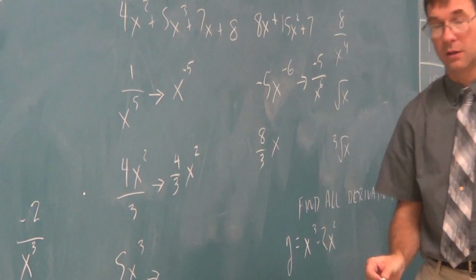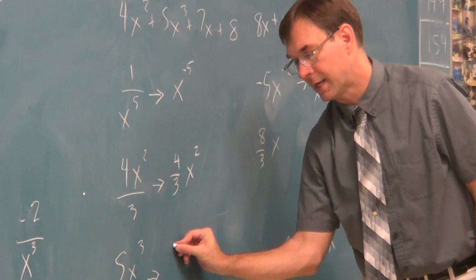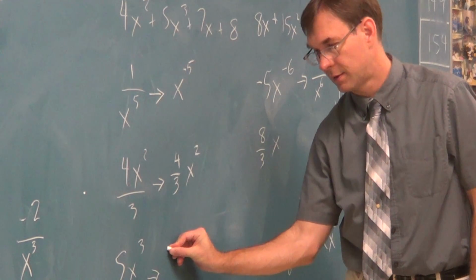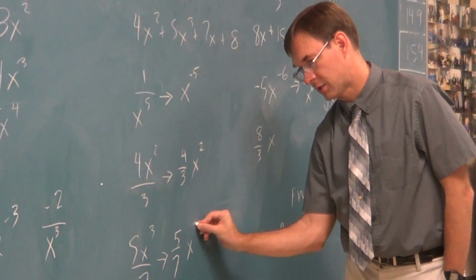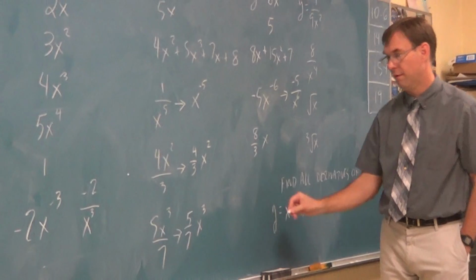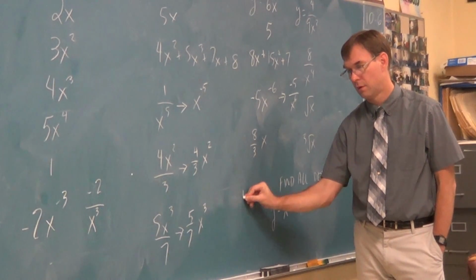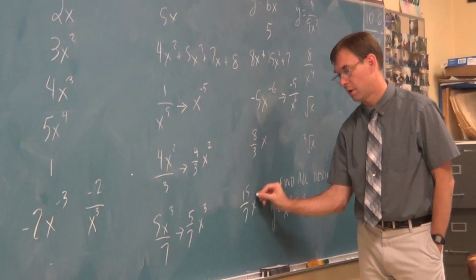Same thing. If we rewrite this, I can instead picture this as 5 over 7 times x to the 3rd. And then let's do the derivative: 15 over 7 x to the 2nd. Okay.